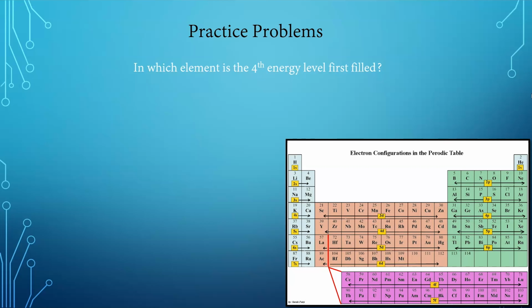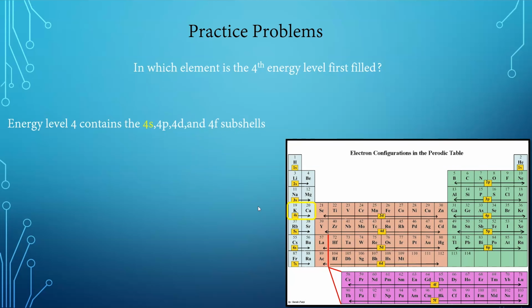To fill the 4th energy level, we need to fill all the components of the 4th energy level. Very commonly, what students will answer for this question is krypton. They say, well, krypton is at the end of the 4th period, so that must be the end of the 4th energy level. But that is absolutely not true. You have to ask yourself, what is the 4th energy level made of? Well, it contains 4 subshells, a 4s, a 4p, a 4d, and a 4f. In order to completely fill the 4th energy level, you have to fill all 4 of those subshells.